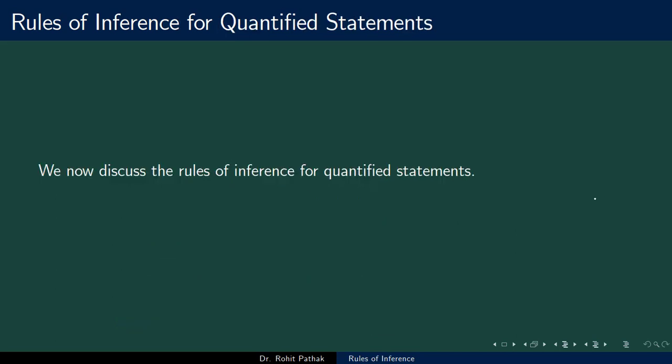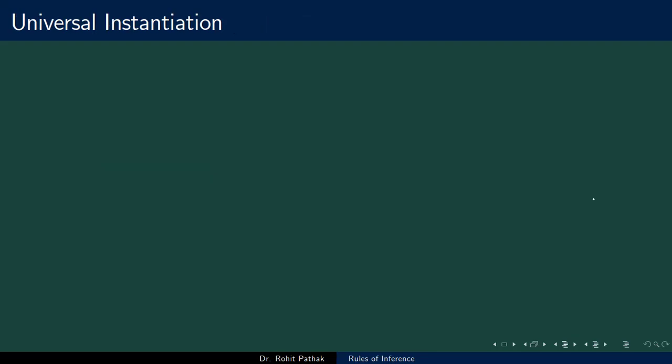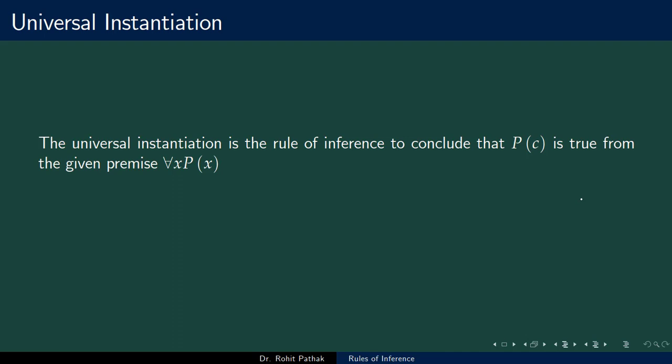Now we turn our attention to quantified statements. Similarly, we have rules of inference for quantified statements. The first rule of inference for quantified statements is universal instantiation. This is different from the rules of inference of propositional logic. Universal instantiation is the rule of inference to conclude that P(c) is true from the given premise for all x P(x). Whenever you are given for all x P(x), that clearly means that P(c) is true for any c in the domain.